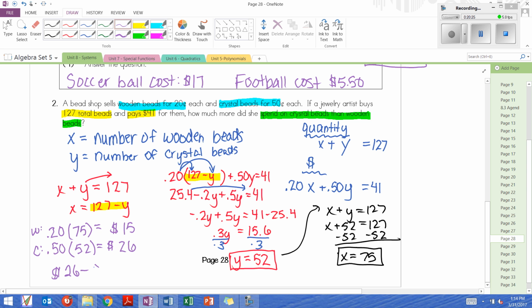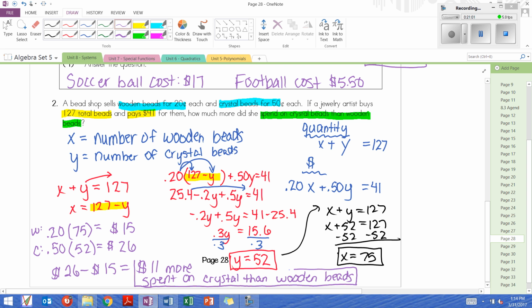We just need to figure out how much more. So $26 minus our $15 gives us a total of $11 more spent on crystal than wooden beads. Sorry, I'm squeezing this in at the bottom. And this should be my final answer. So we'll just box this guy in and star it.